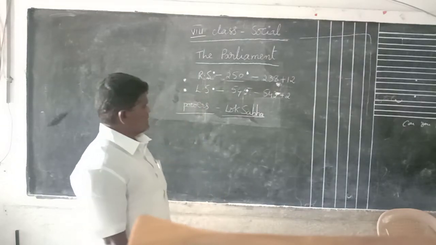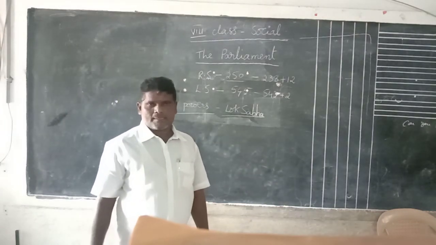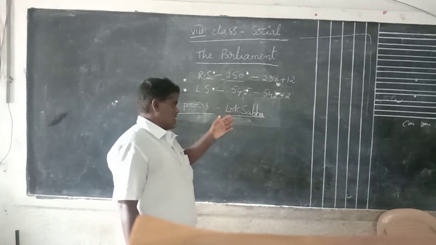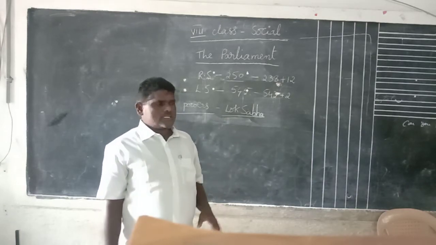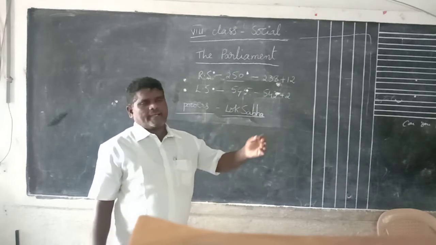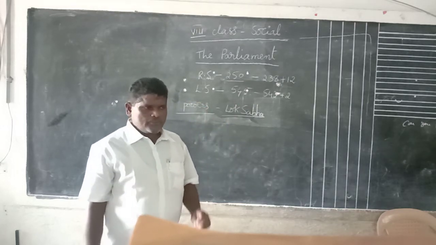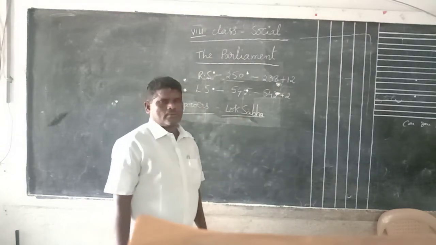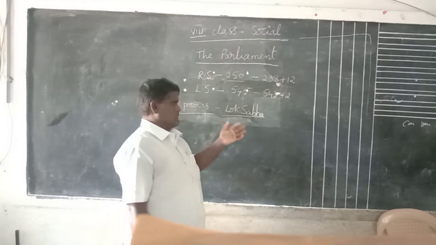The Rajya Sabha has no powers in the finance bill. The two houses are equal. We note down that the two houses are equal according to powers, duties and roles. Only a few points differ in the Lok Sabha. First one, government. Second one, financial summary.